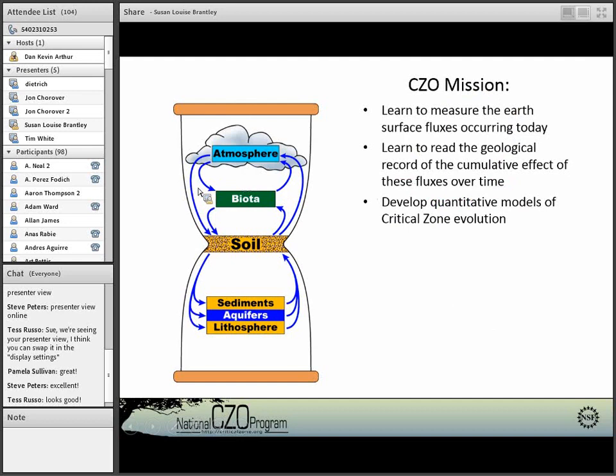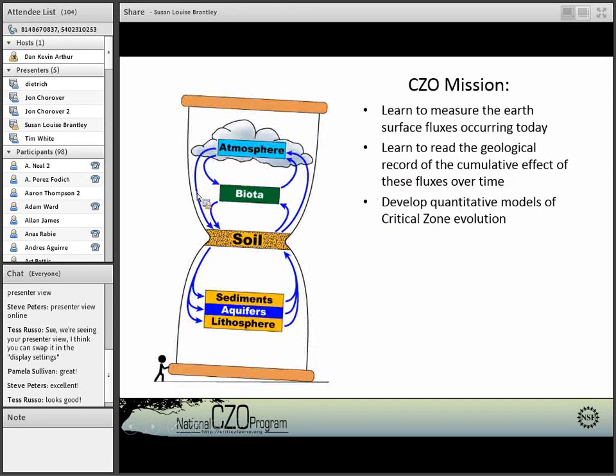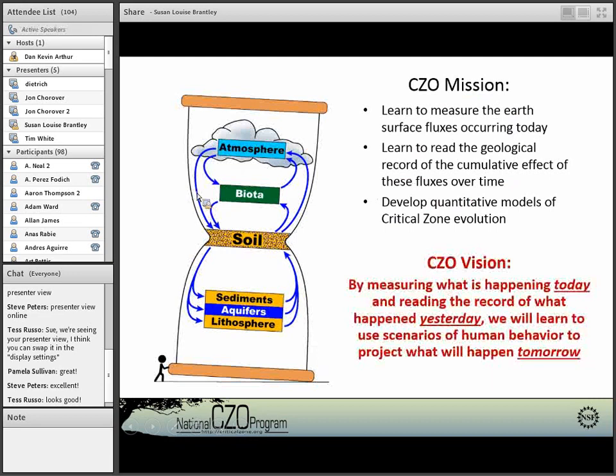I've created a kind of gradation, not in time, but on similarity of questions, that I think shows you the spectrum of approaches and the similarity and the range in which these CZOs are approaching the problem of the critical zone.